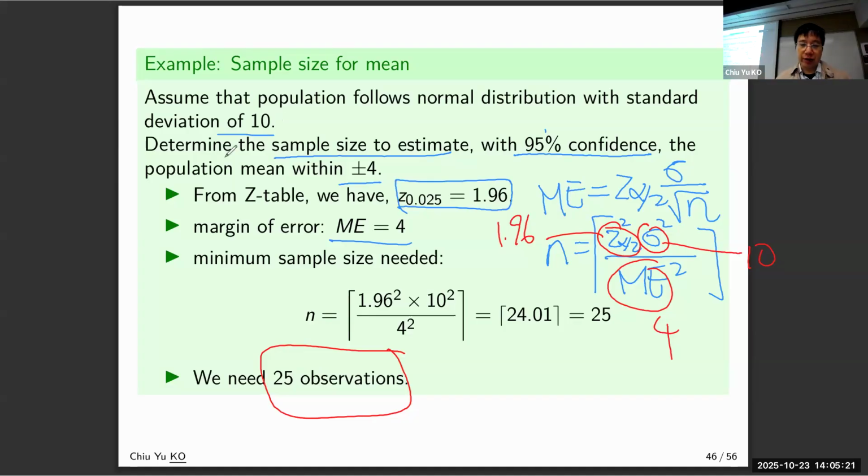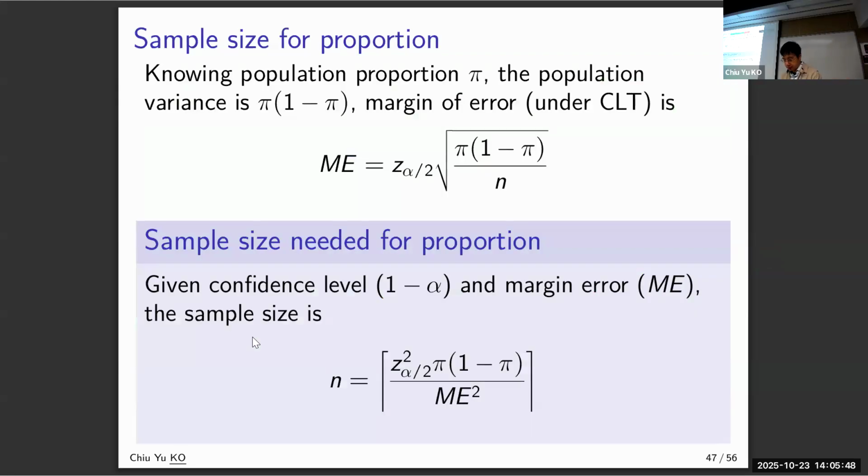So now we know we need 25 observations to achieve the precision of standard. The margin of error is within 4. So if everything is right, then you get what you want. So now after that, we tell you the other one.